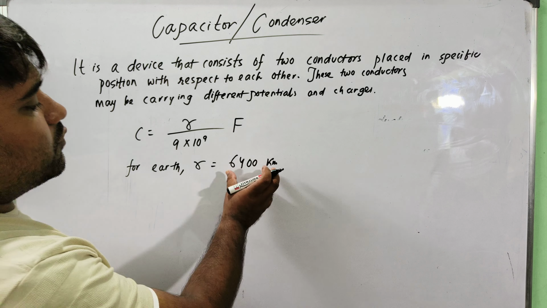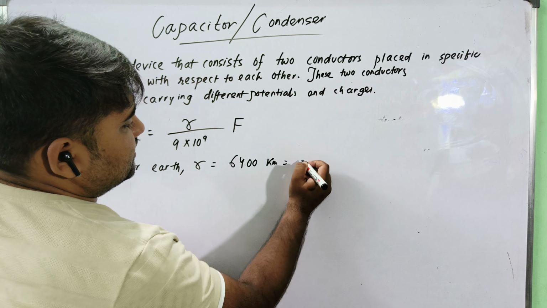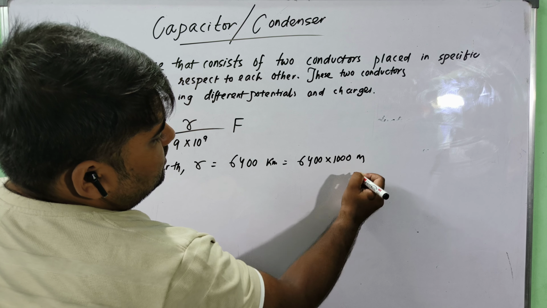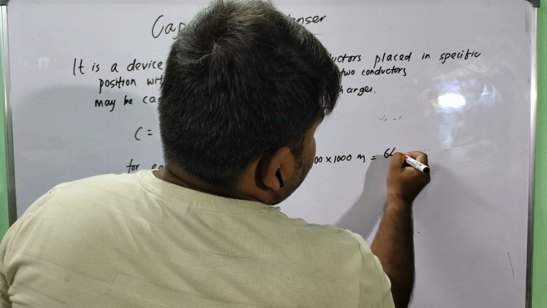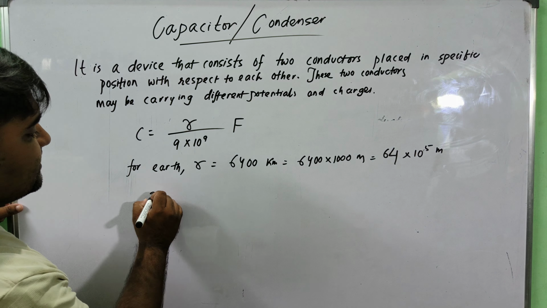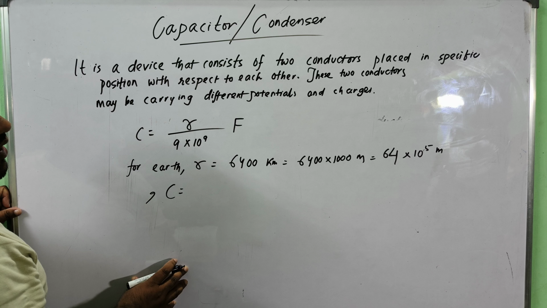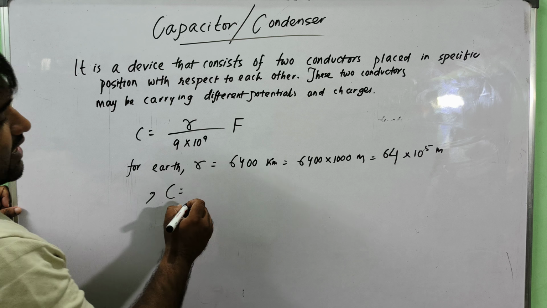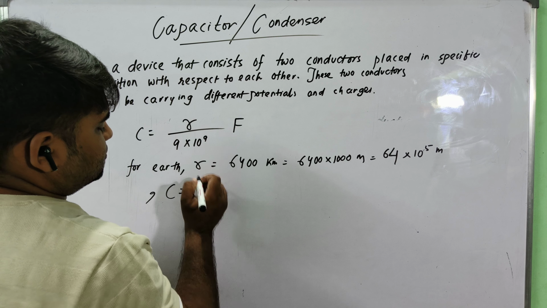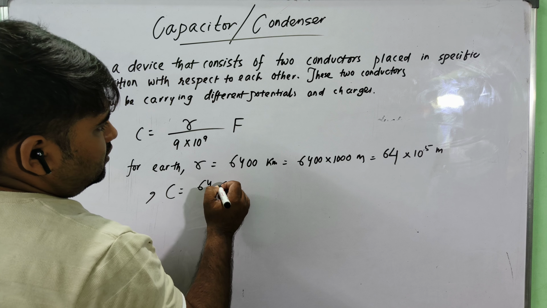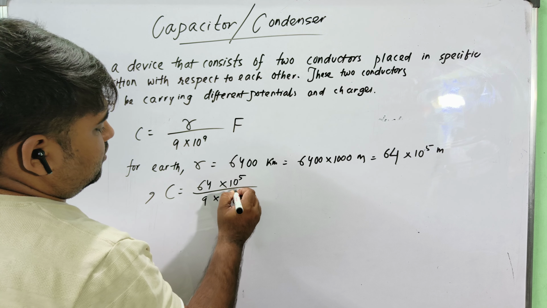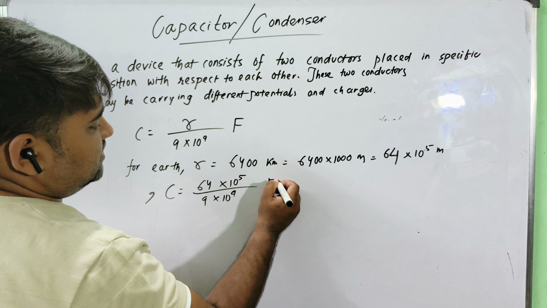Now you have to convert this into meter, that is 6400 into 1000 meter, or 64 into 10 raised to the power 5 meter. And now you have to put this in to find the capacitance of Earth, that is, you put 64 into 10 raised to the power 5 divided by 9 into 10 raised to the power 9 farad.